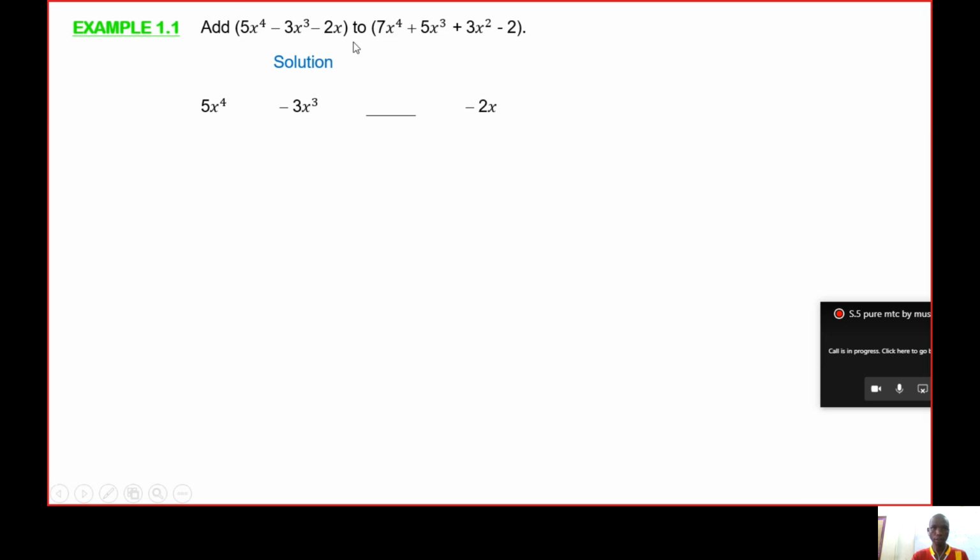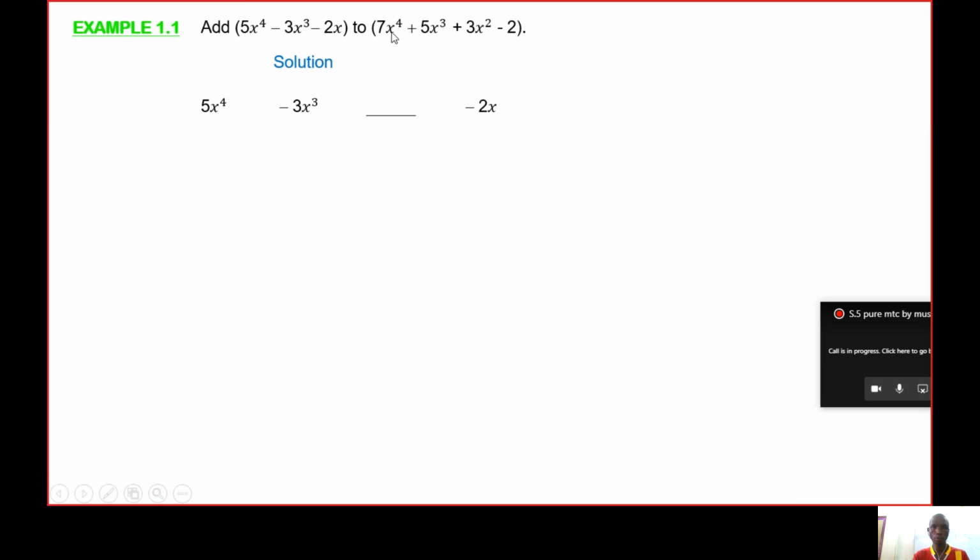Now, after x squared, I'm supposed to come to x. And here it is negative 2x. So I write negative 2x. I am supposed to write them in that order. And these are all the terms I have in the first polynomial. Come to the second polynomial.